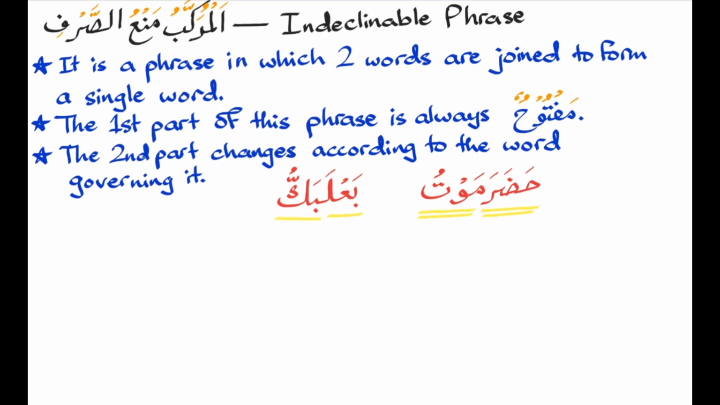Now Baal was the name of an idol and Bak was the name of a king. Now there are different views on why it's called Ba'labak. But the gist is that it was a place where there was an idol named Baal and there was a king named Bak. So that's why it's called Ba'labak. So this is another example of al-murakkab man'u al-sarf, where two words are joined together to form one single word. And this is the last type of al-murakkab al-naqis.